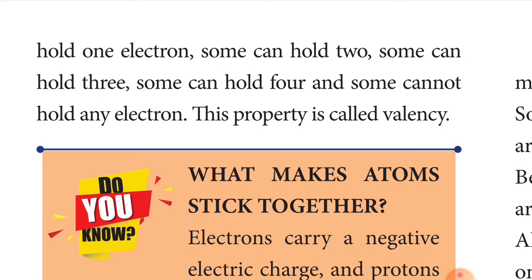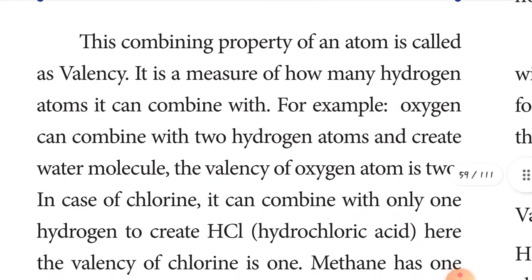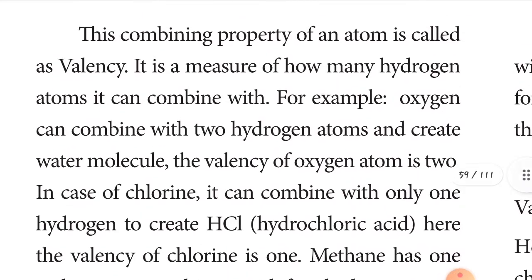For example, take a water molecule, children. I'll give you some example of water molecules. You know the molecular formula of water is H2O. Here the combining property of an atom is called valency. This is your definition of valency, children. Children, you know it is a measure of how many hydrogen atoms combine with other atoms. Oxygen can combine with two hydrogens, you know, H2O, the water molecule.